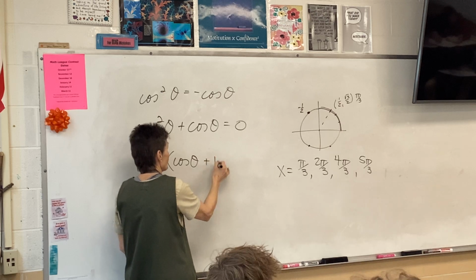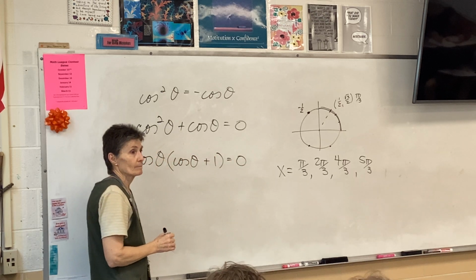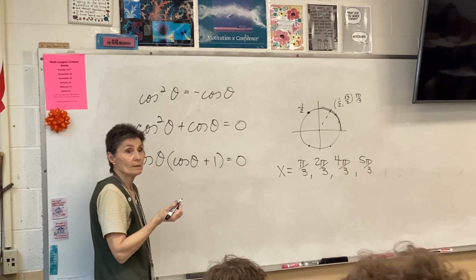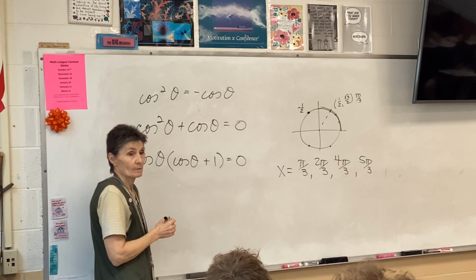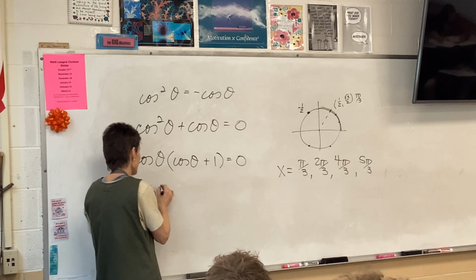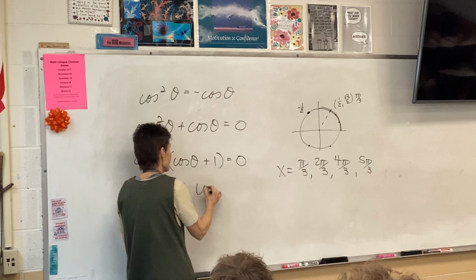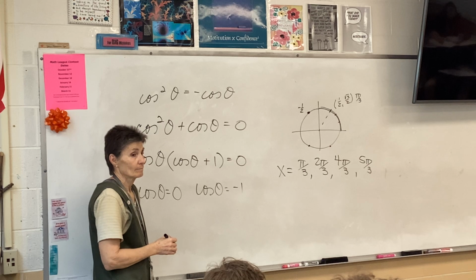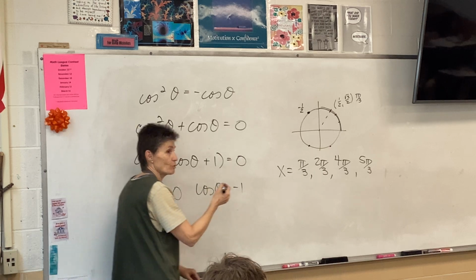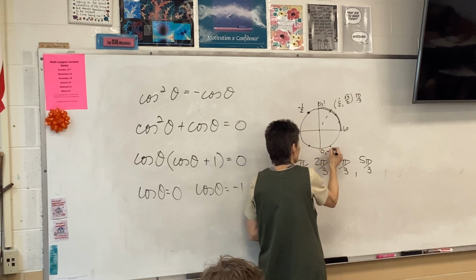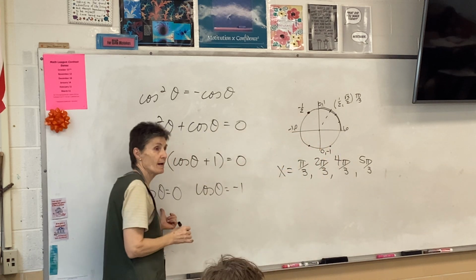Cosine plus 1? And then just like a regular algebra problem, what do I do after I have factored? Set them equal to 0. So cosine equals 0, or cosine equals -1. Now, zeros and ones are special. Let's look at our circle. Where on the circle does the cosine equal 0?